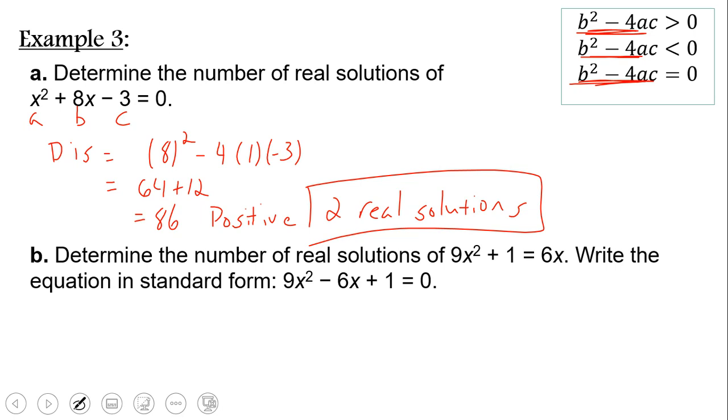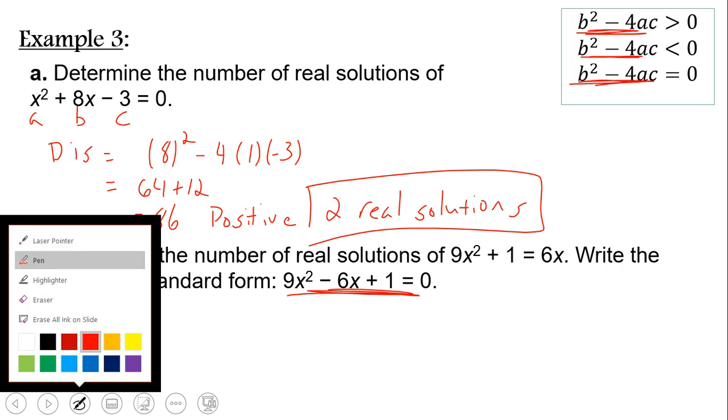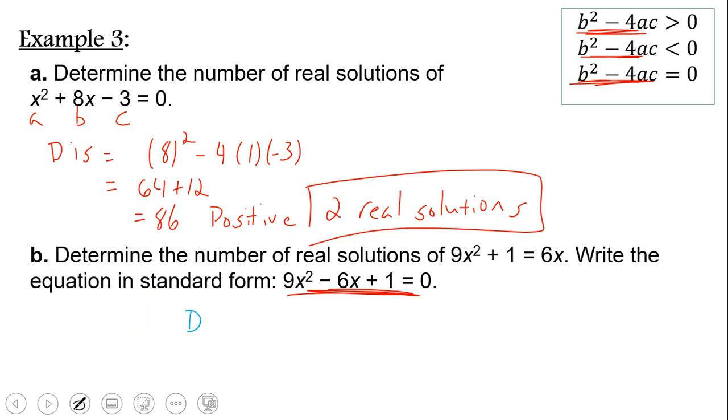Let's look at 9x squared plus 1 equals 6x. So first we have to write it in standard form, which is shown right here. Now that it's in standard form, we can go ahead and use the discriminant to determine the number of solutions. So we're going to do b squared, which is going to be negative 6 squared, minus 4 times a, which is 9, times 1. Negative 6 squared is 36. So we get 36 minus 4 times 9 times 1, minus 36. The discriminant is equal to 0 here.